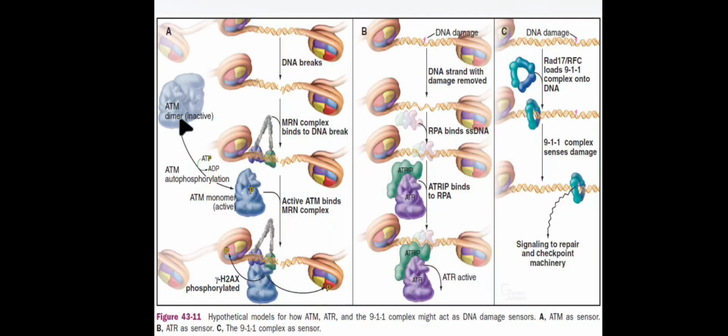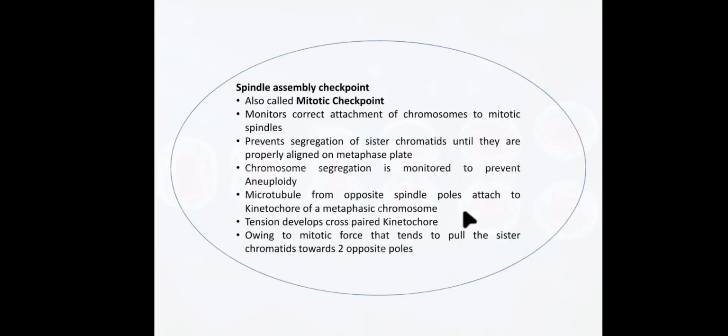See here, the ATM and ATR pathway. So this is already dealt with. In our next class, we will be learning about the role of RB protein and the role of P53 in cell cycle regulation. Thank you.